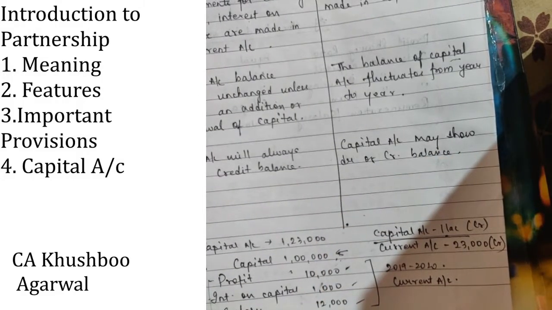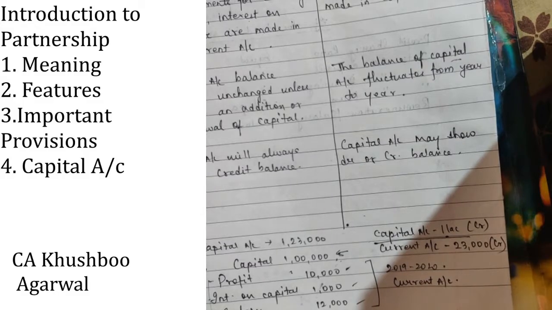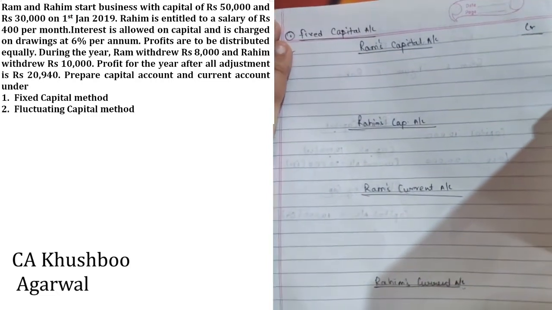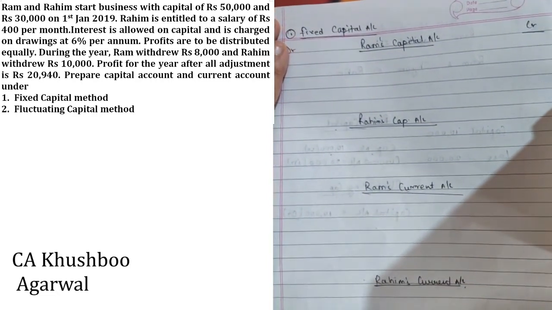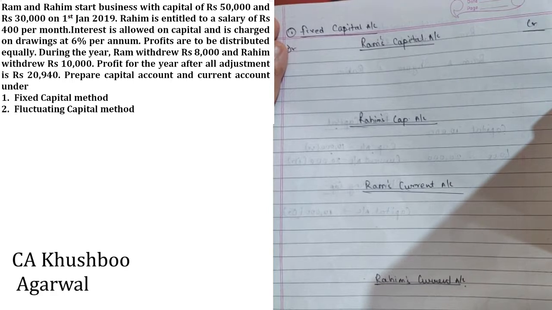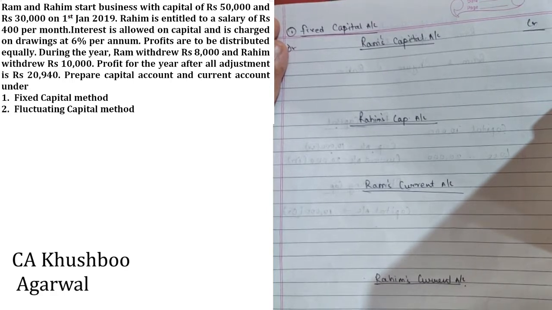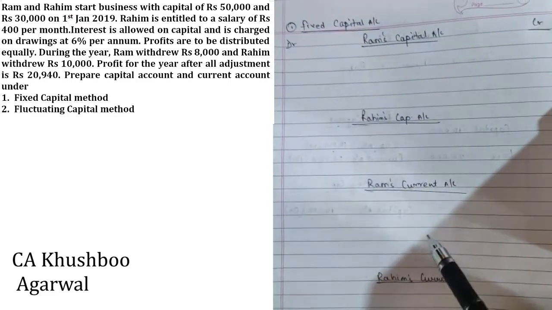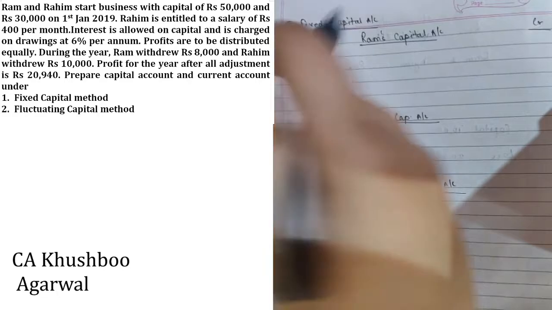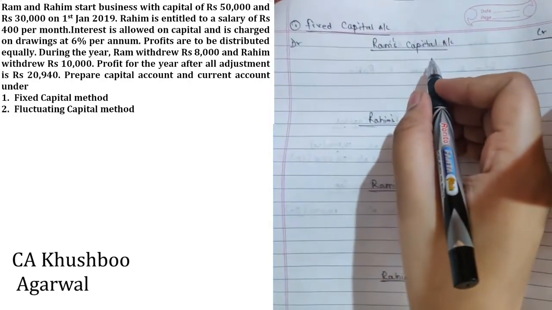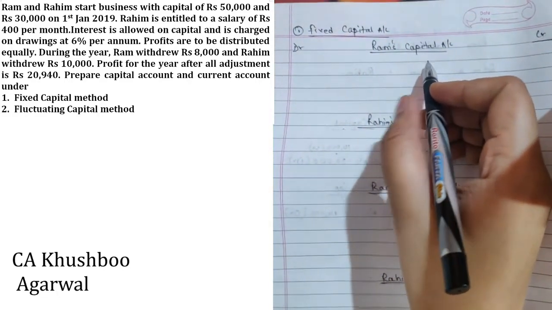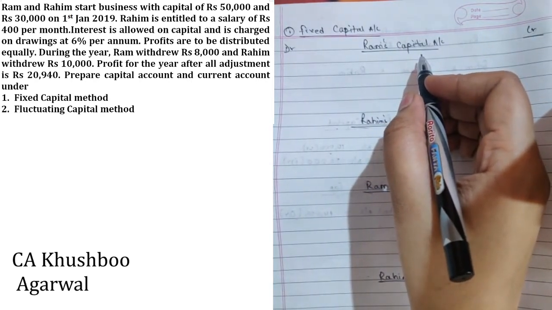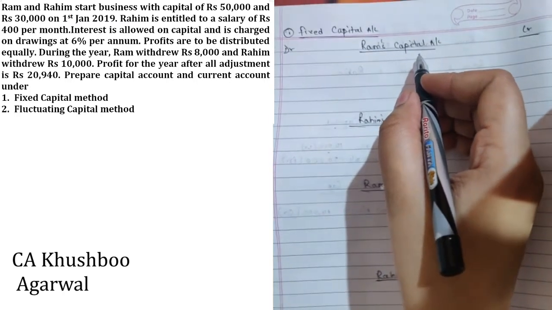Now let us try to understand this concept better with the help of an example. So let us begin with this question. In this question, we have to prepare the capital account under fixed capital method and fluctuating capital method. In the fixed capital method, we have to prepare the capital account and the current account of each of the partners. So let us start with the question. Ram and Rahim started business with a capital of rupees 50,000 and 30,000 on 1st Jan 2019.